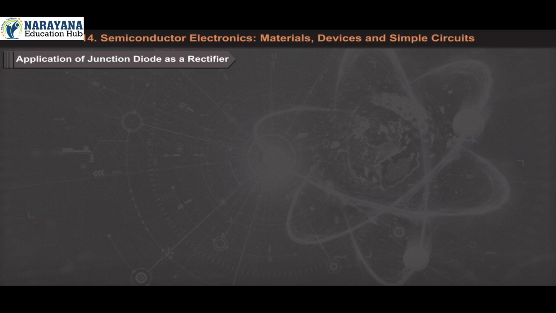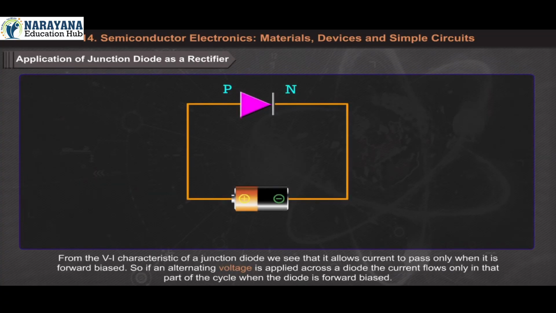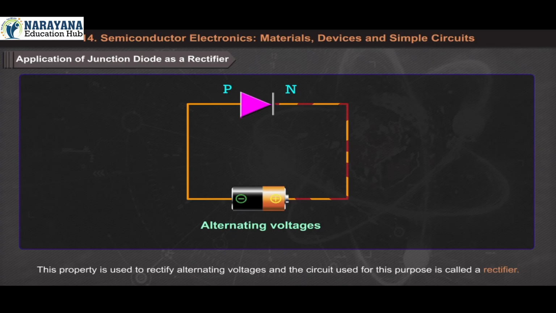Application of junction diode as a rectifier. From the VI characteristic of a junction diode, we see that it allows current to pass only when it is forward biased. So, if an alternating voltage is applied across a diode, the current flows only in the part of the cycle when the diode is forward biased. This property is used to rectify alternating voltages, and the circuit used for this purpose is called a rectifier.